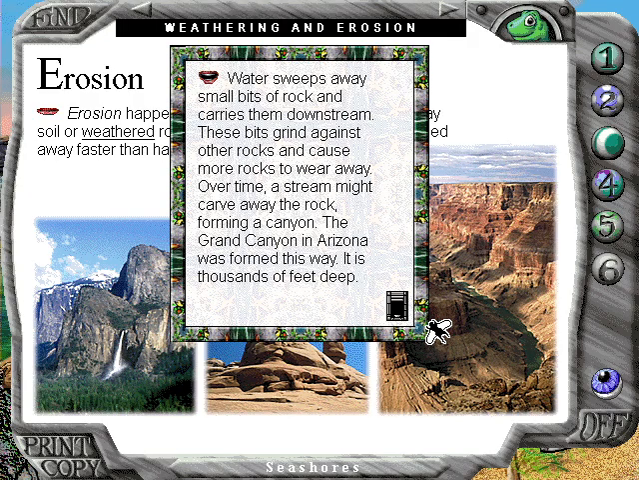Water sweeps away small bits of rock and carries them downstream. These bits grind against other rocks and cause more rocks to wear away. Over time, a stream might carve away the rock, forming a canyon. The Grand Canyon in Arizona was formed this way. It is thousands of feet deep.